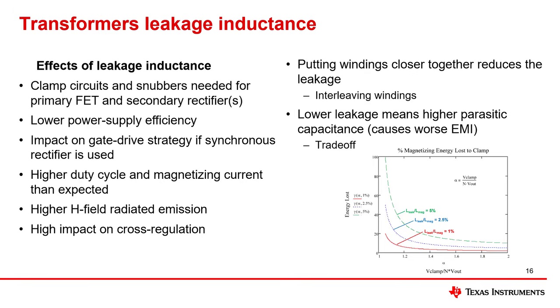Putting the transformer's windings closer together improves the coupling and reduces the leakage. However, this also means a higher parasitic capacitance, which can cause EMI problems. So this is always a trade-off. The graph on this slide shows the lost energy for different leakage to magnetizing inductance ratios over the clamping voltage. To minimize the losses, it is a good practice to clamp at 1.5 times the reflected voltage.